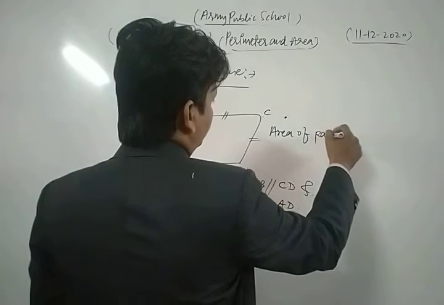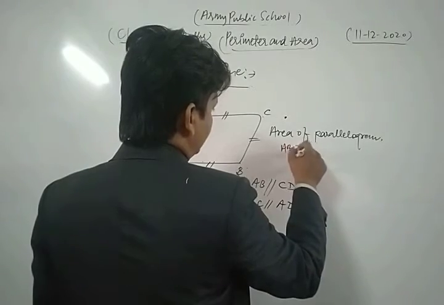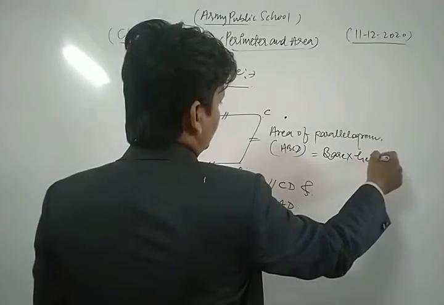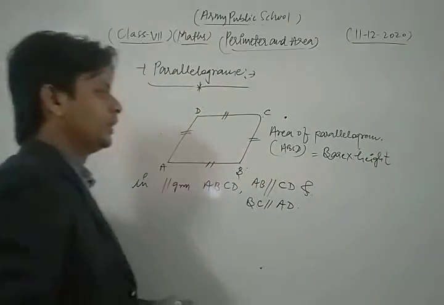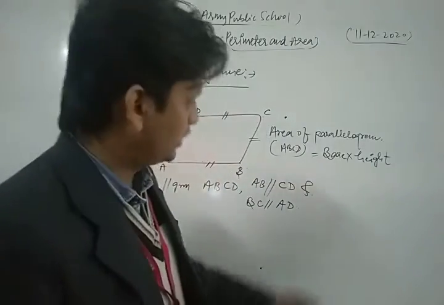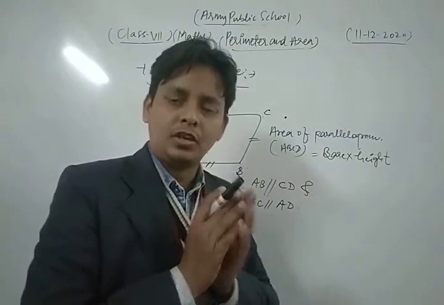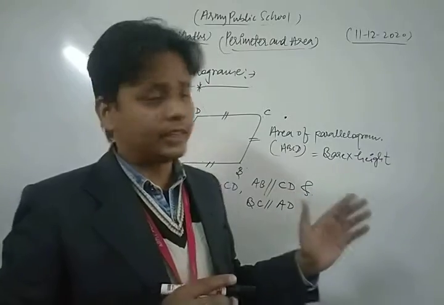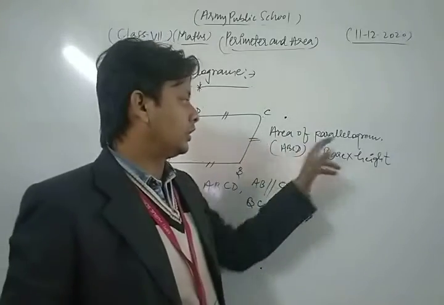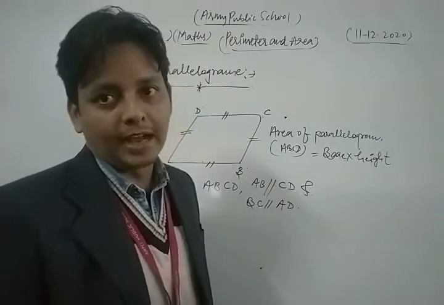And the formula for the area of parallelogram ABCD: the general formula is base into height. The general formula to find the area of a parallelogram is base into height. This is one of the most important formulas related to the parallelogram. So the formula for the area of a parallelogram is base into height.